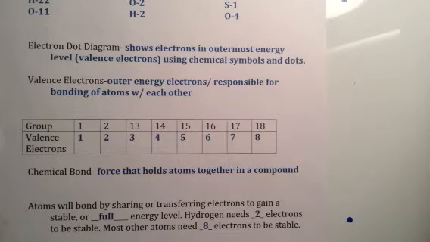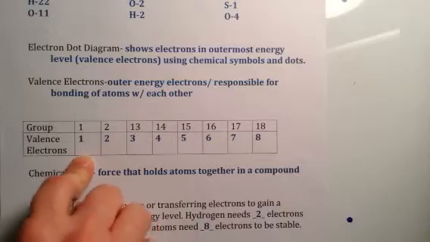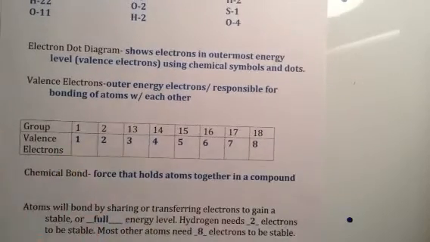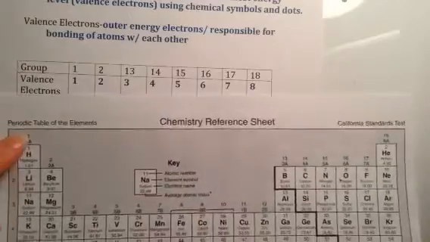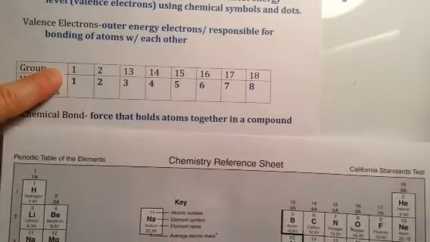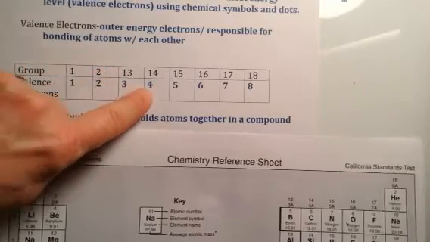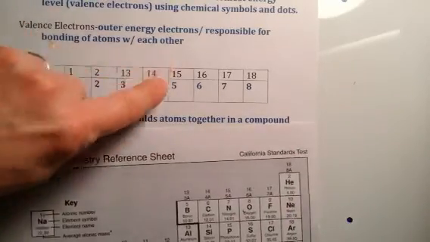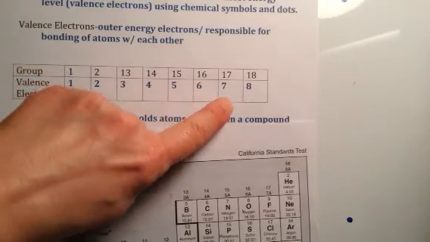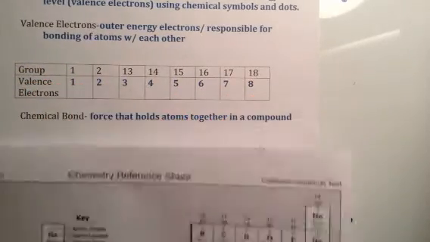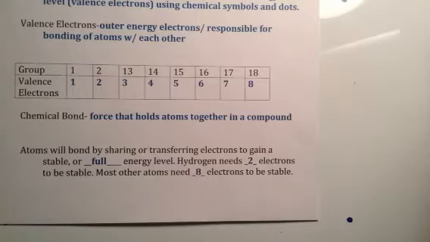So for our specific number of valence electrons that we'll end up referring back to several times in this unit, looking at the groups on the periodic table, group 1 has 1 valence electron, group 2 has 2, group 13 has 3, 14 has 4, 15 has 5, 16 has 6, 17 has 7, and 18 has 8. And we're going to be using those valence electrons to model bonding for some different types of bonds.